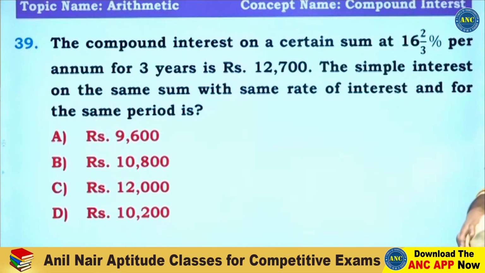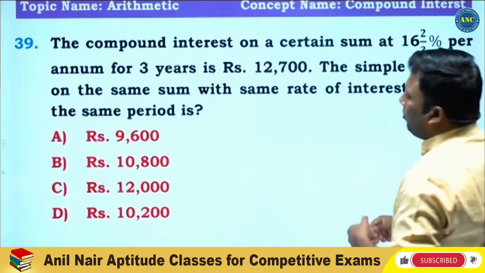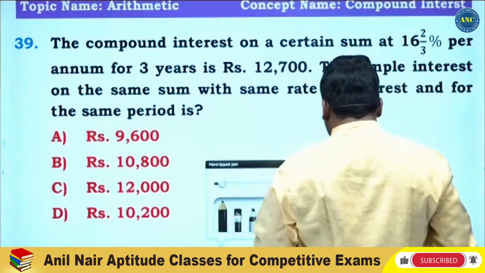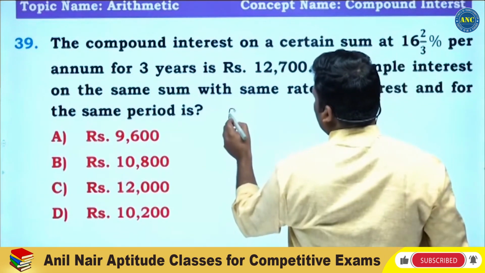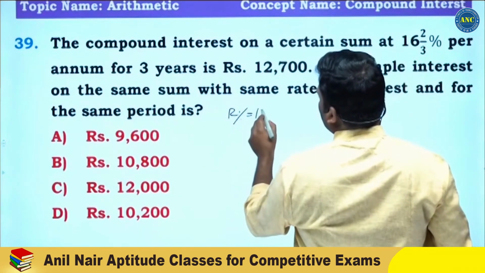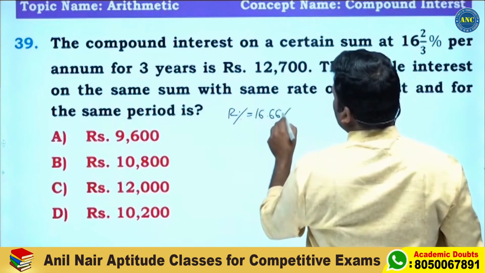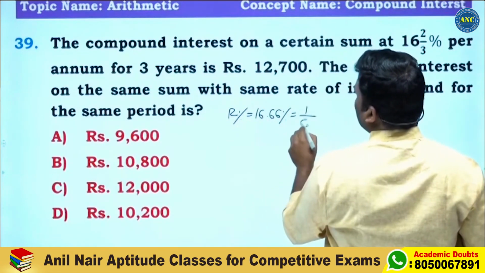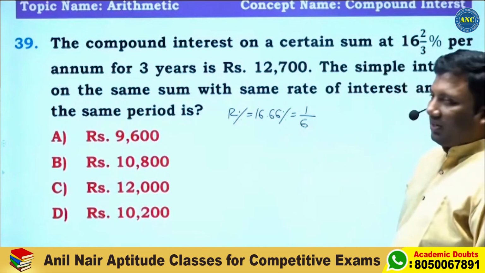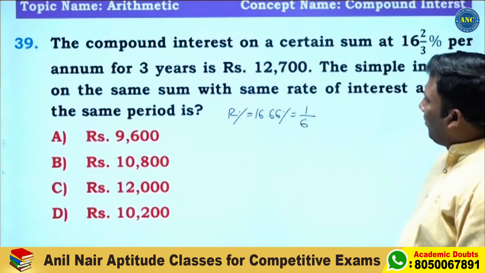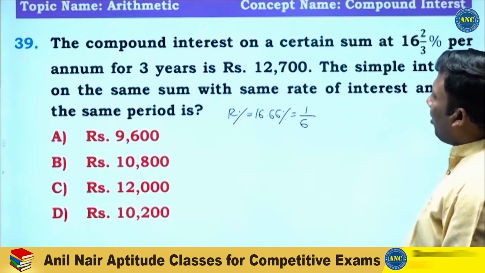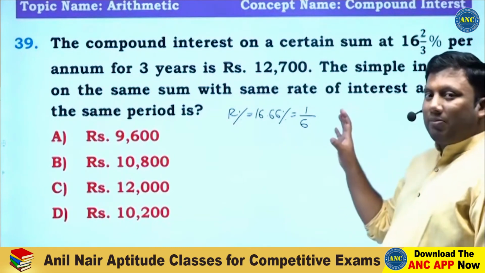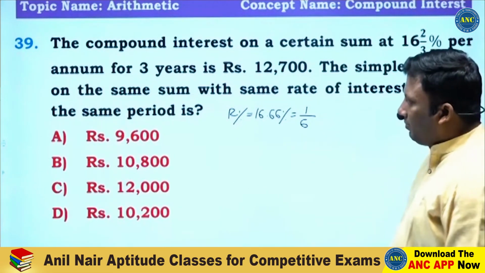Next one. The compound interest on a certain sum at 16 2 by 3%, which is 16.66, which is 1 by 6. Compound interest for 3 years is given as 12,700. What is the simple interest with the same rate of interest and the same time period?